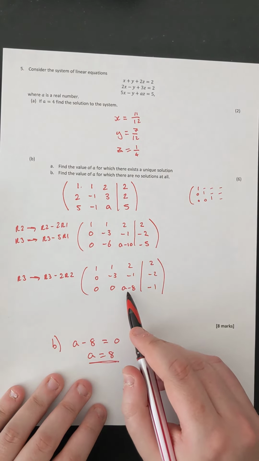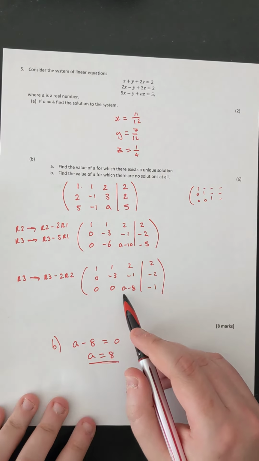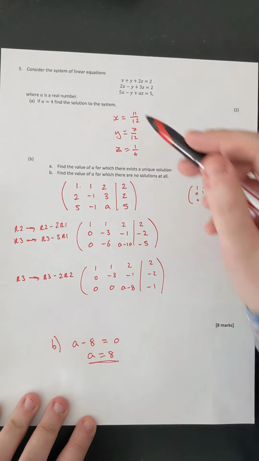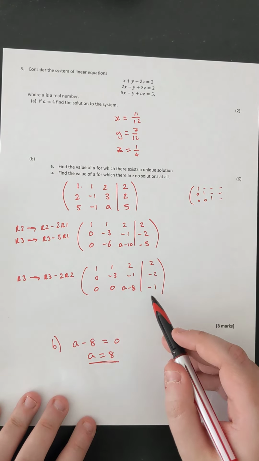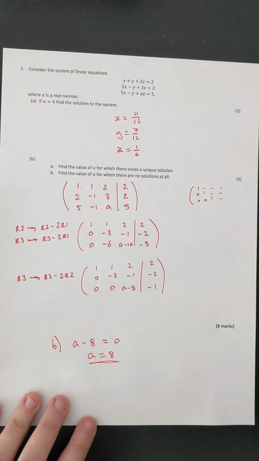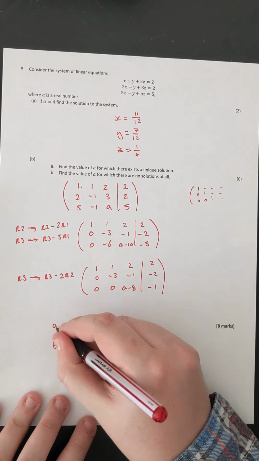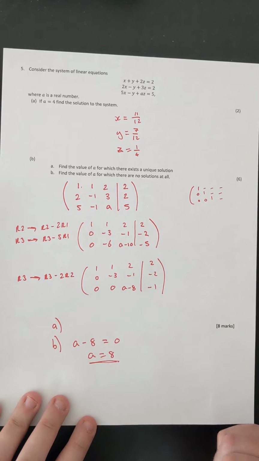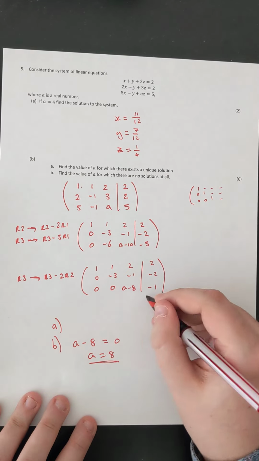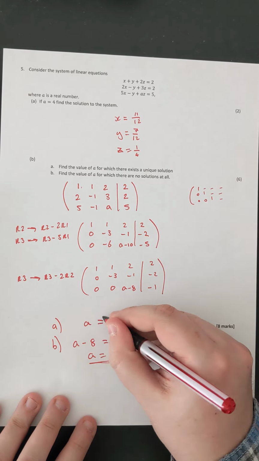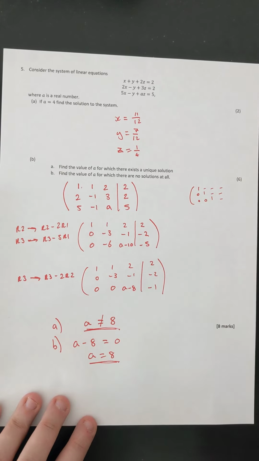For any other setup here, if I have a is equal to, let's say, 4, as I had in the previous question, I'm going to get something z is equal to negative 1. That will always have a set of unique solutions. So it's possible that any value other than 8 is going to give me unique solutions. So my set of values is a is not equal to 8.